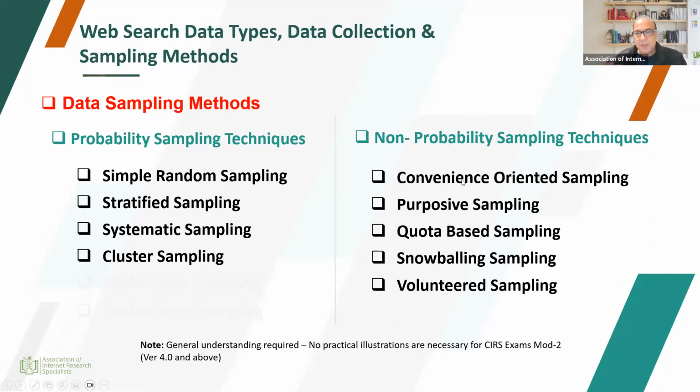Non-probability samplings are convenience-oriented, purposive, quota-based, snowballing sampling, and volunteered sampling. These five of these we will explain later, but we will start with the probability sampling, which is more usual and common and standard for any research or researcher rather to have an understanding of.